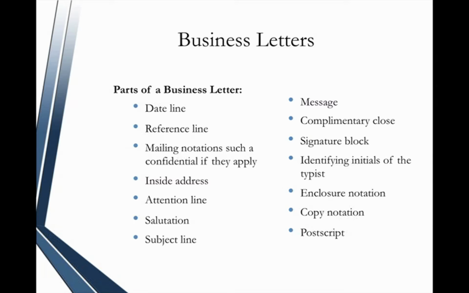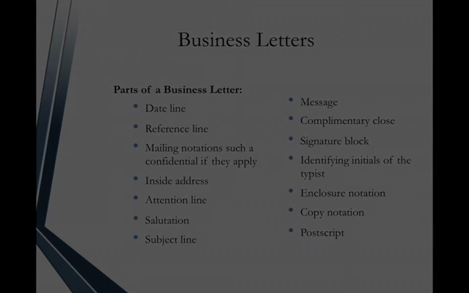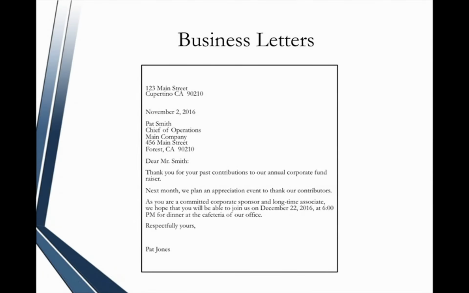Now, the parts of a business letter include the date line, reference line, mailing notations such as a confidential if they apply, inside address, attention line, salutation, subject line, message, complimentary close, signature block, identifying initials of the typist, enclosure notation, copy notation, postscript. Here's an example of a formal letter. As you can see, there is the address, the date, and the correspondence information.